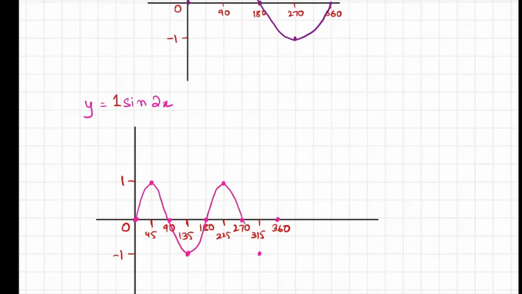So smooth, like this. So how many cycles are there? There are 2 complete cycles here. 1 cycle and then 2 cycles. Okay.